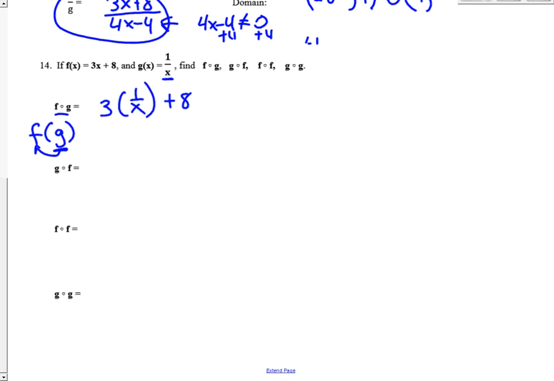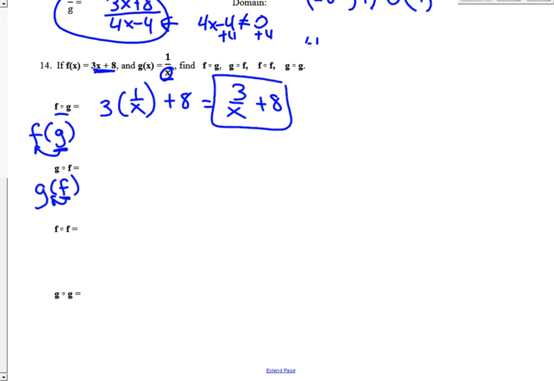And we then simplify that to be 3 over x plus 8. And that would be f of g. For g of f, that's taking the function of f and plugging it in for g. So we have our f function, which is 3x plus 8, and we're going to replace the x in the g function. So instead of 1 over x, it's going to be 1 over 3x plus 8. And that's all we can do. There's nothing else we can do with that.